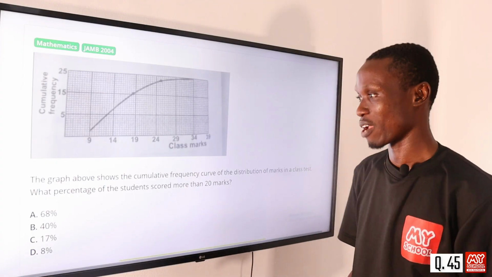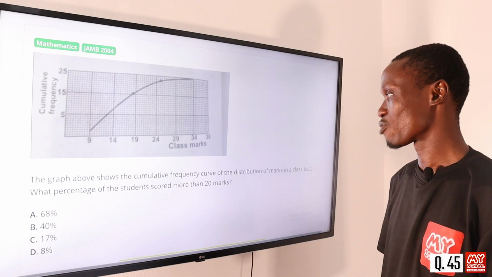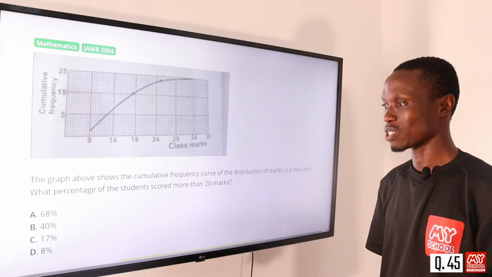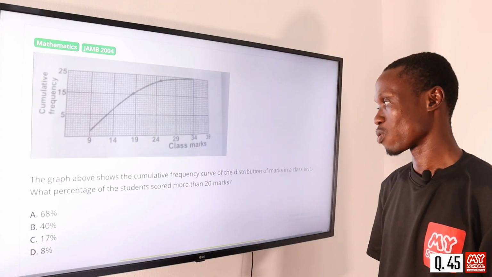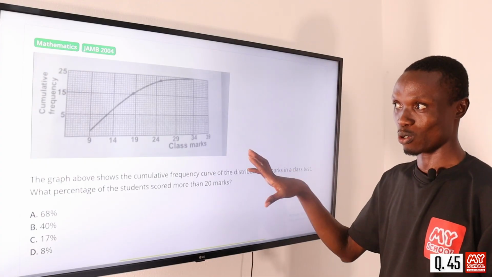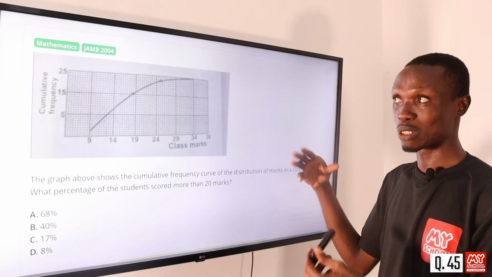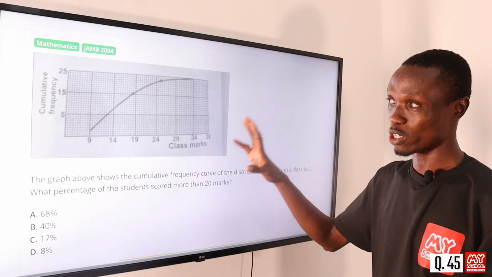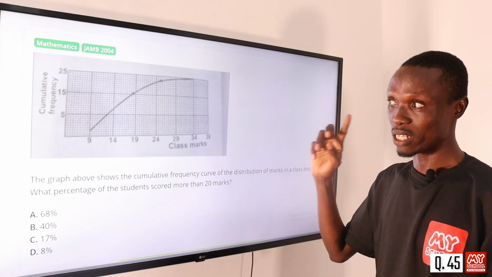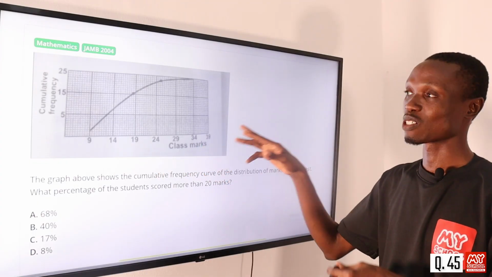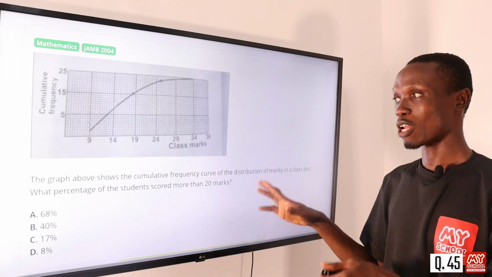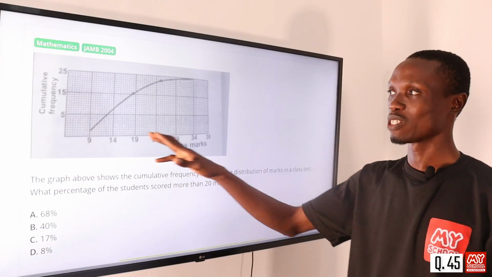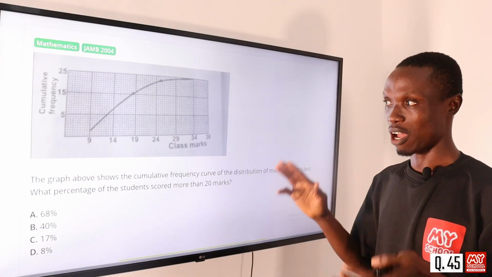Moving on to question 45. The graph above shows the cumulative frequency curve of the distribution of marks in a class test. What percentage of the students scored more than 20 marks? To solve this question, we need to find the frequency of each of these class marks and not the cumulative frequency. But in order to do it, we must first get the cumulative frequency of these marks, so we are going to do that one after the other.